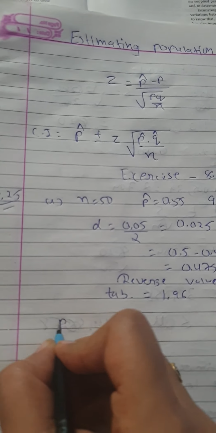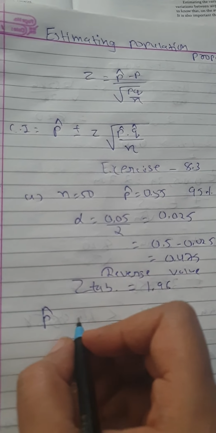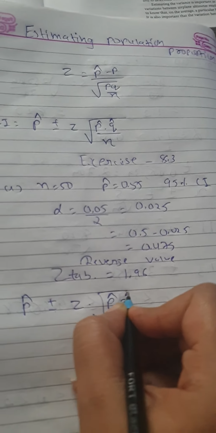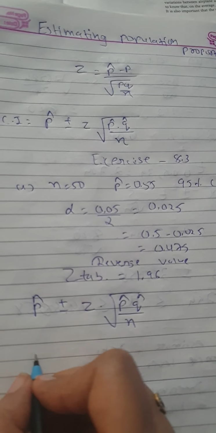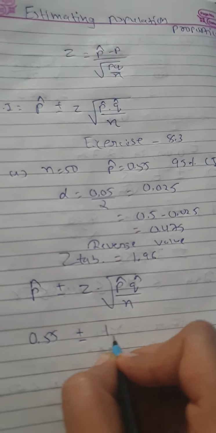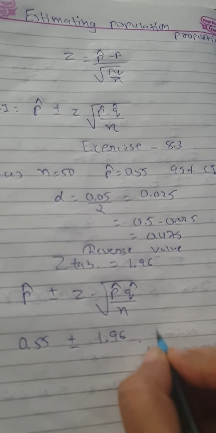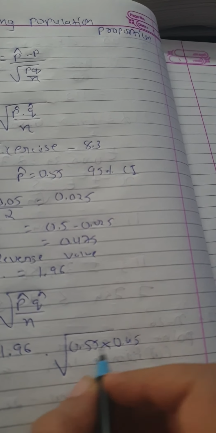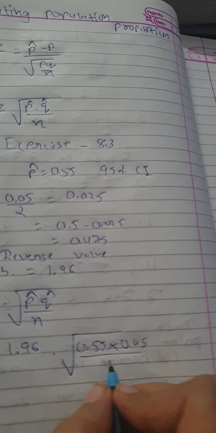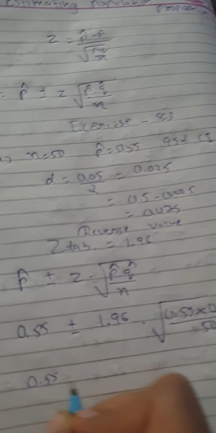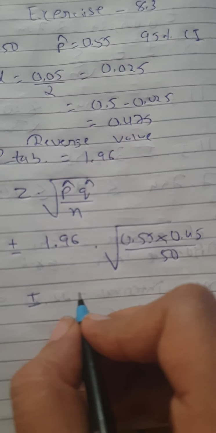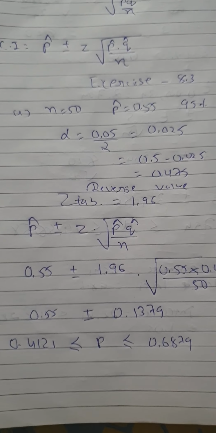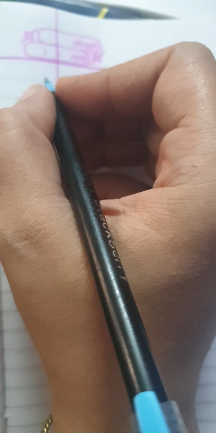Now computation: P cap plus or minus Z into the square root of P cap into Q cap upon N. So here your P cap is 0.55 plus or minus 1.96 into the square root of 0.55 into 0.45 divided by 50. So 0.55 plus or minus 0.1379. So your answer will be 0.4121 to 0.6879.